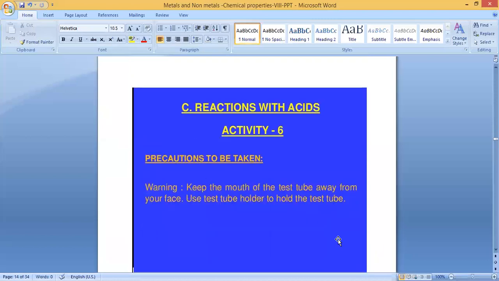These are the precautions you have to take. Always keep the mouth of the test tube away from your face. Otherwise, when we heat it, it may boil and fall on your face. Then use a test tube holder to hold the test tube, not your free hand.